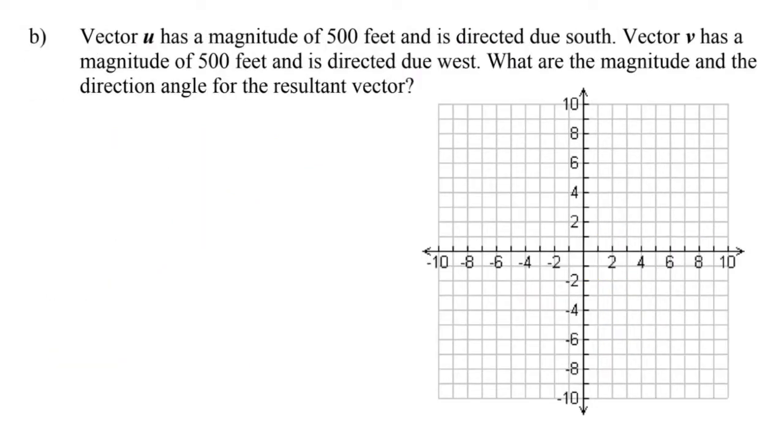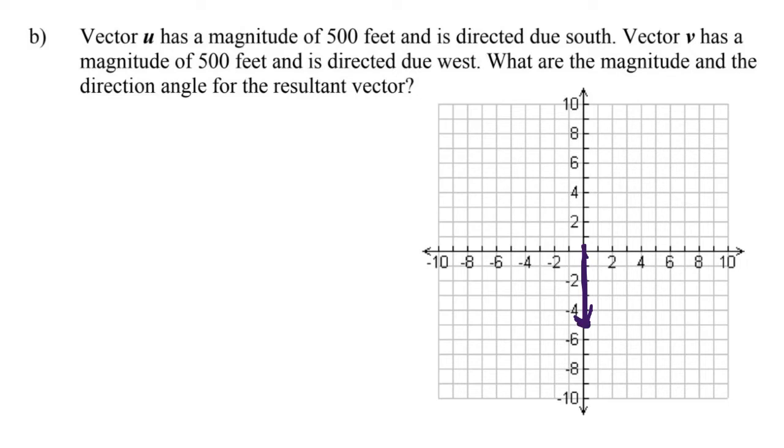Okay, very similar on the second problem. We have a vector u, and that vector u has a magnitude of 500 feet and is directed due south. So we have 500 feet directed due south, so I'm going to put that down here. And then we have a vector v that has a magnitude of 500 feet and is directed due west.